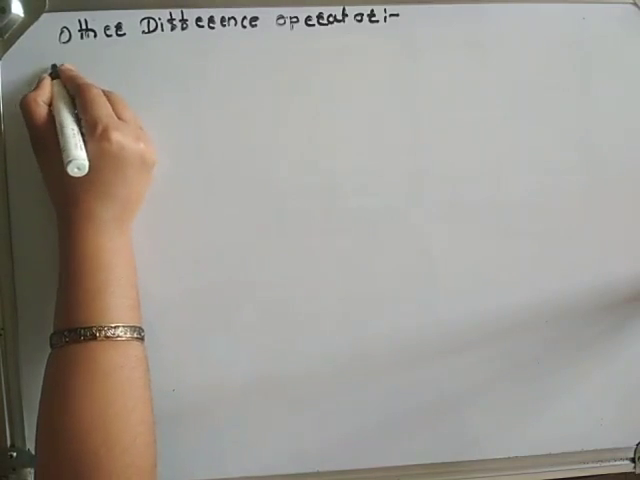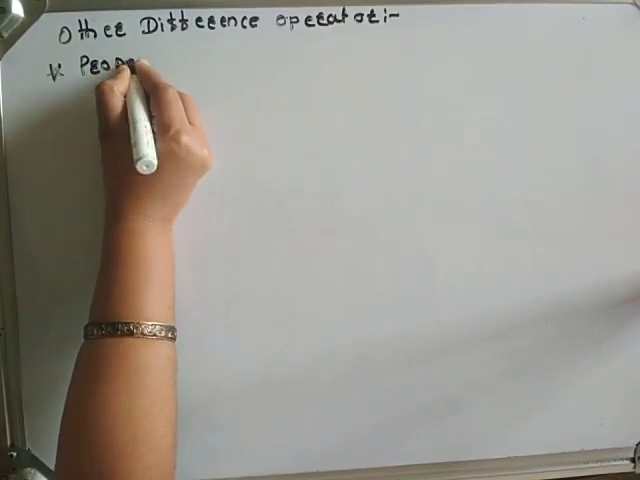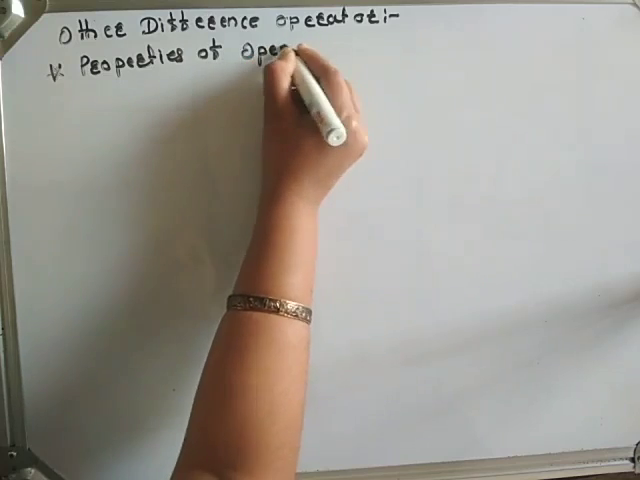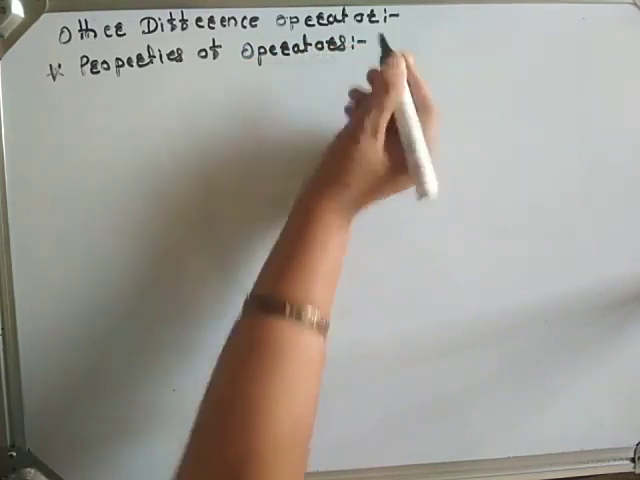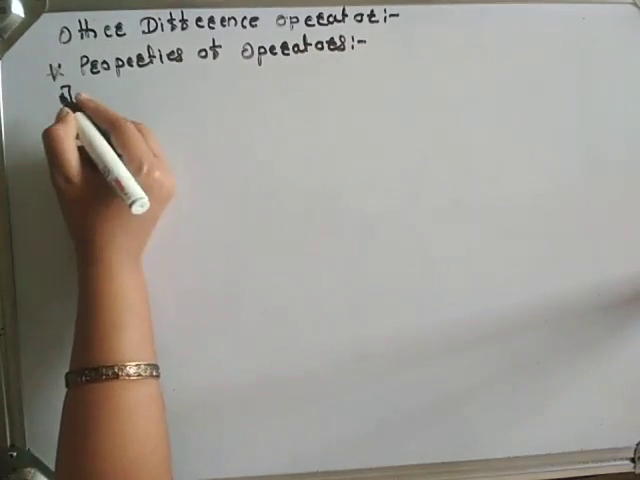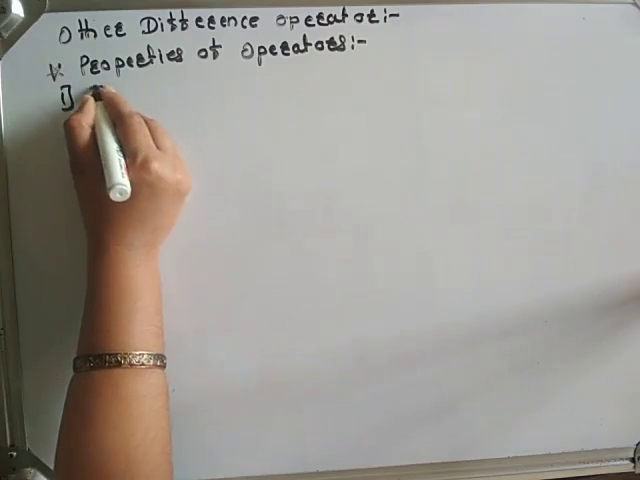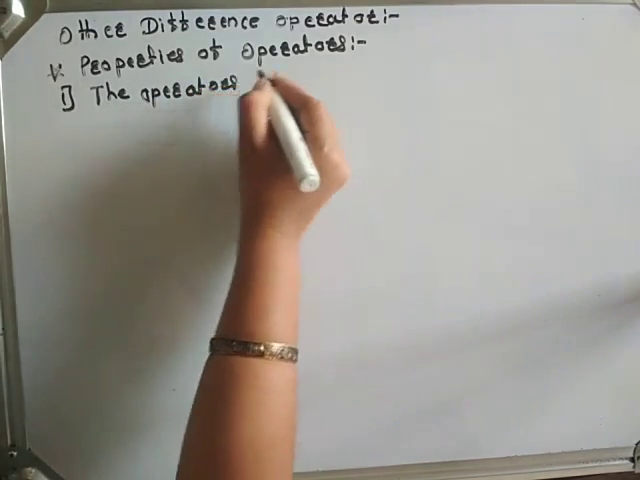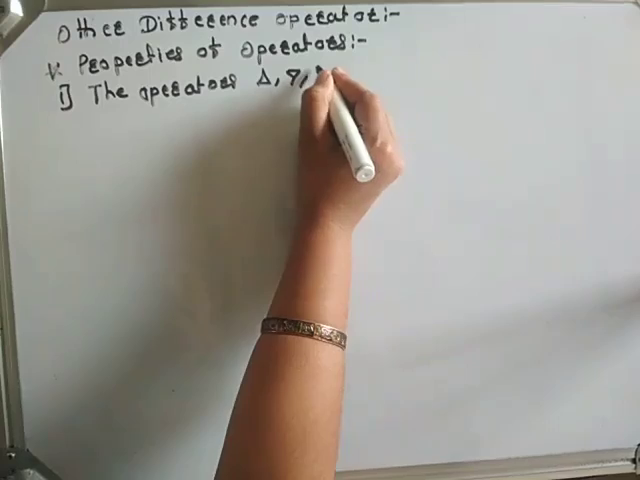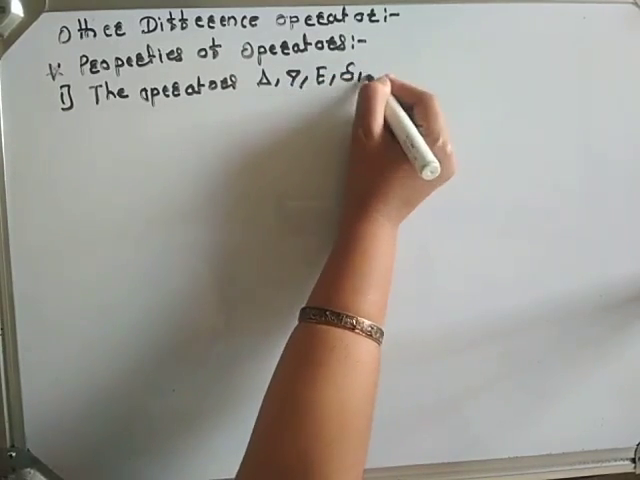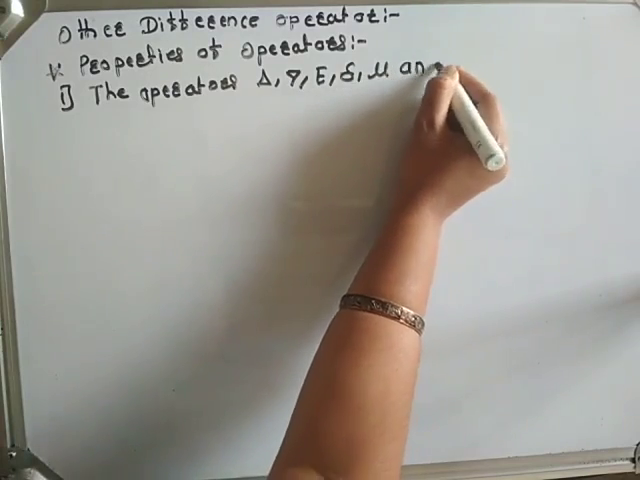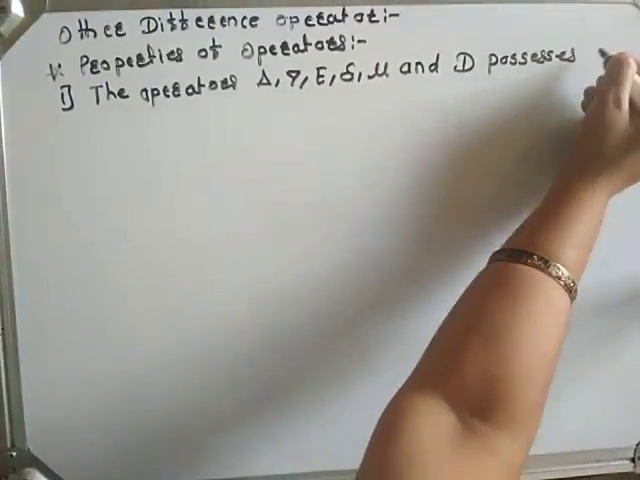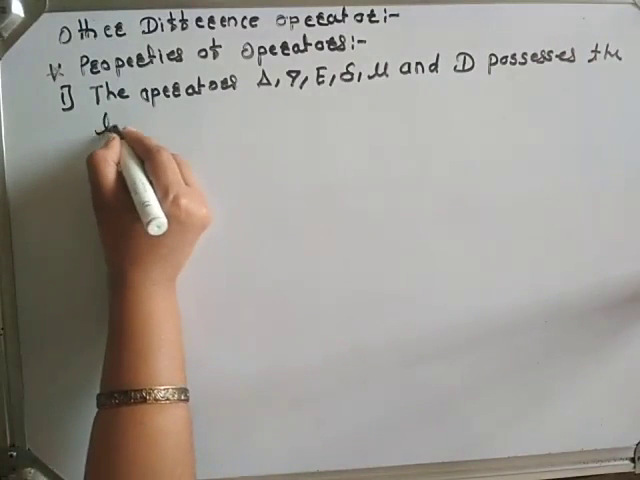Let us see properties of operators. First property: the operators delta, del, E, delta, mu and D possess the linearity property.